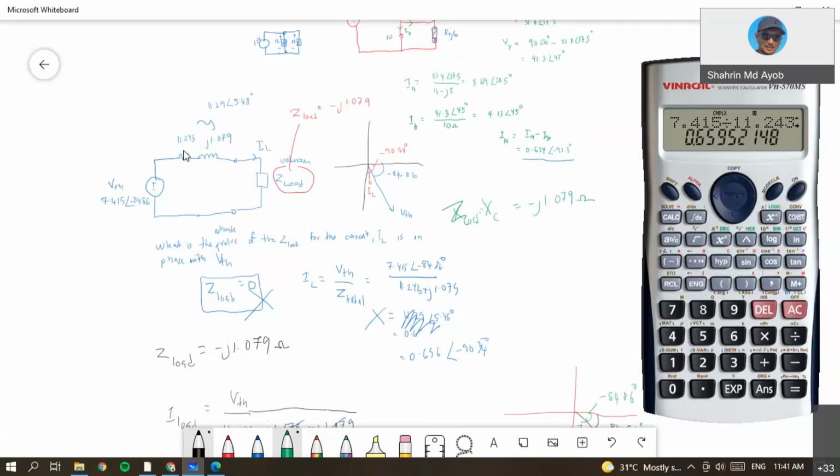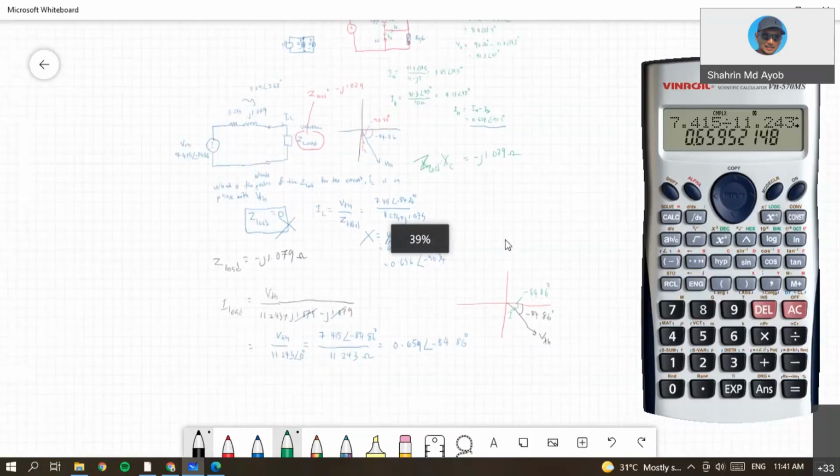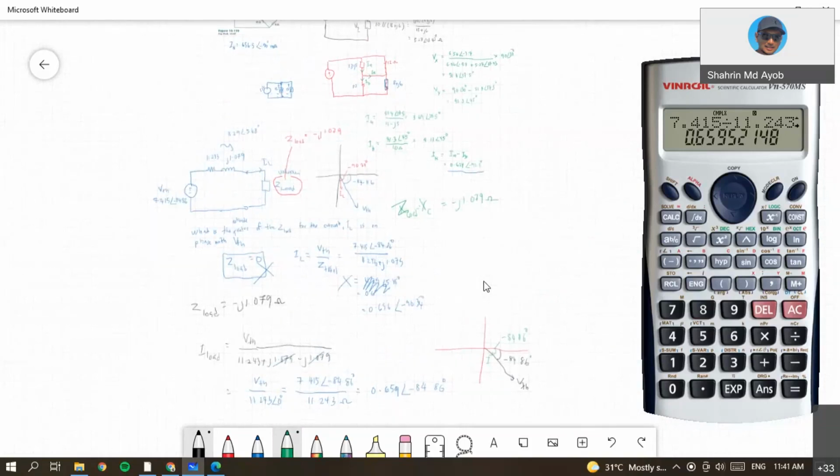Okay, so thank you for the answer. Actually, you don't need to calculate. From here, you can just give the value of the Z load by looking at the value of the inductor here. I hope you are clear on that.